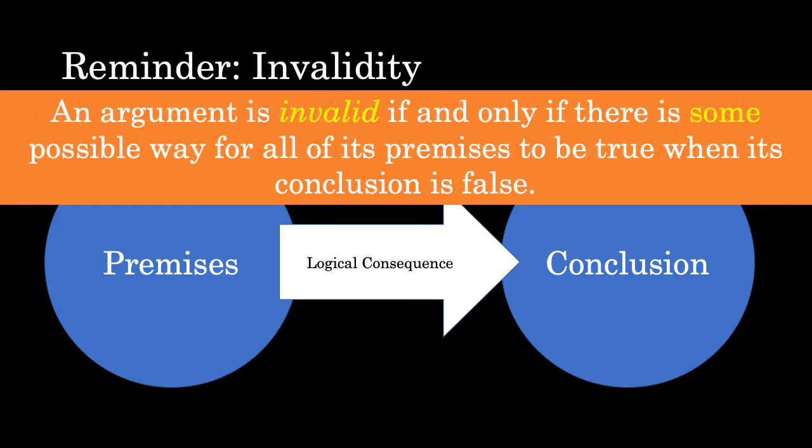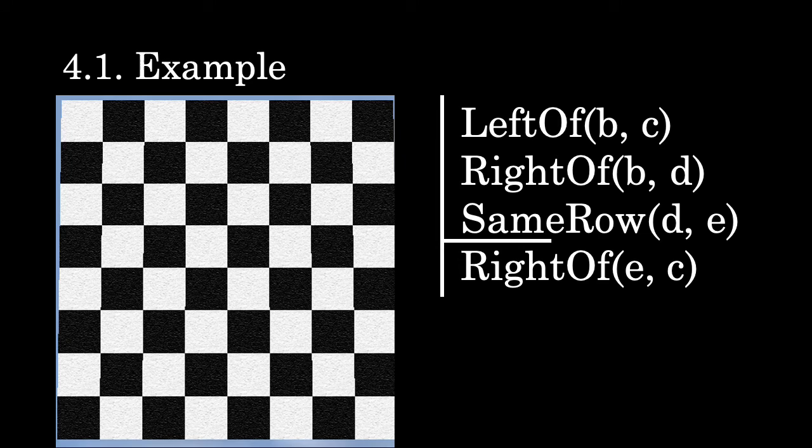Consequently, an argument is invalid if and only if there is some possible way for all of its premises to be true when its conclusion is false. A counterexample is simply some possible way for all of an argument's premises to be true when its conclusion is false. So when we construct a counterexample, we prove that an argument is invalid. In this class, we'll construct counterexamples using Tarski's world.